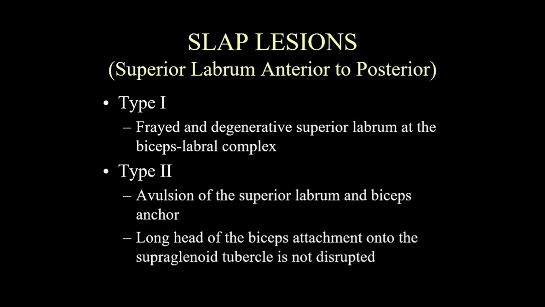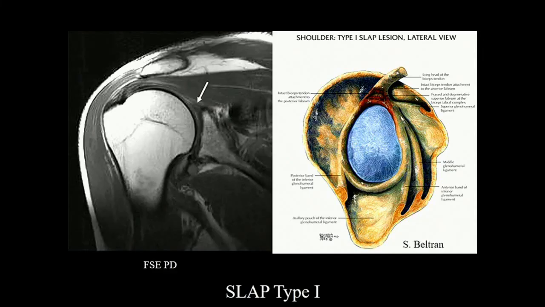The most common is actually a type 2. But type 1 is simply fraying and degeneration of the superior labrum. Type 2 is an avulsion of the superior labrum and biceps anchor, but the biceps attachment is not displaced. Here's what it looks like on a type 1. Just a little bit of superficial fraying, and sometimes this is difficult to assess.